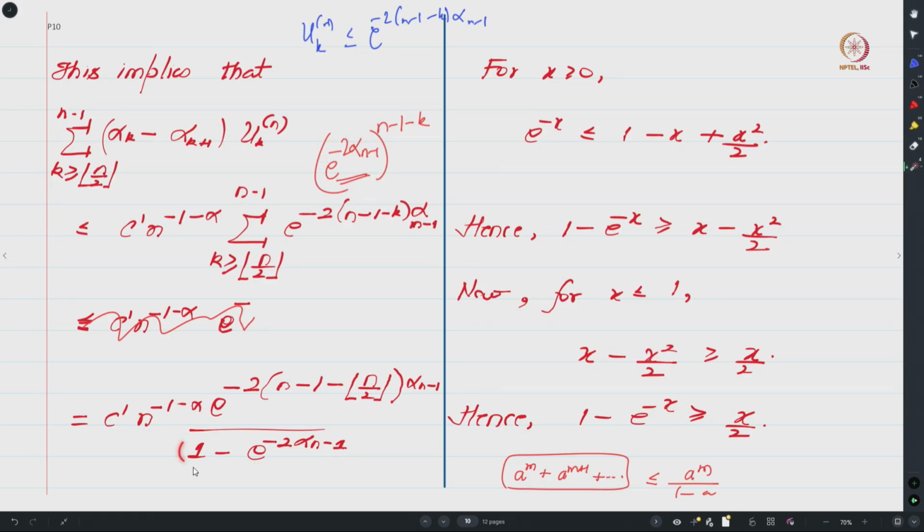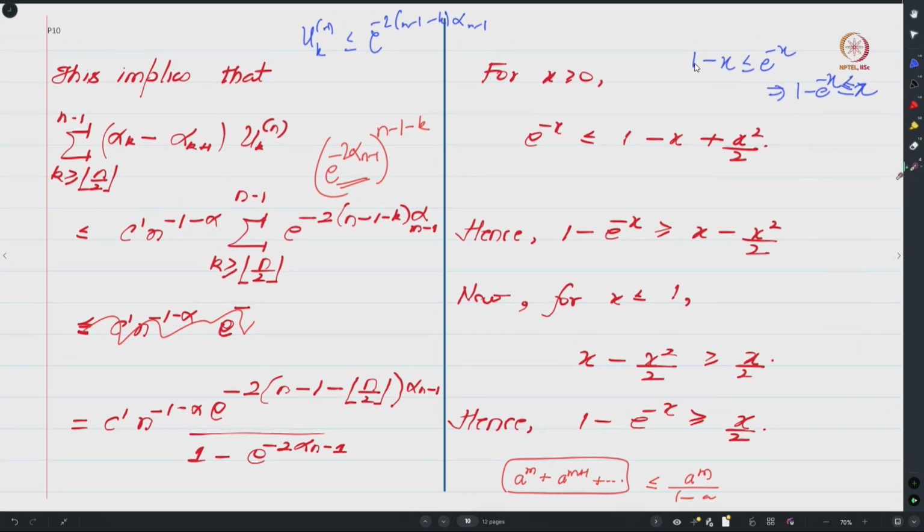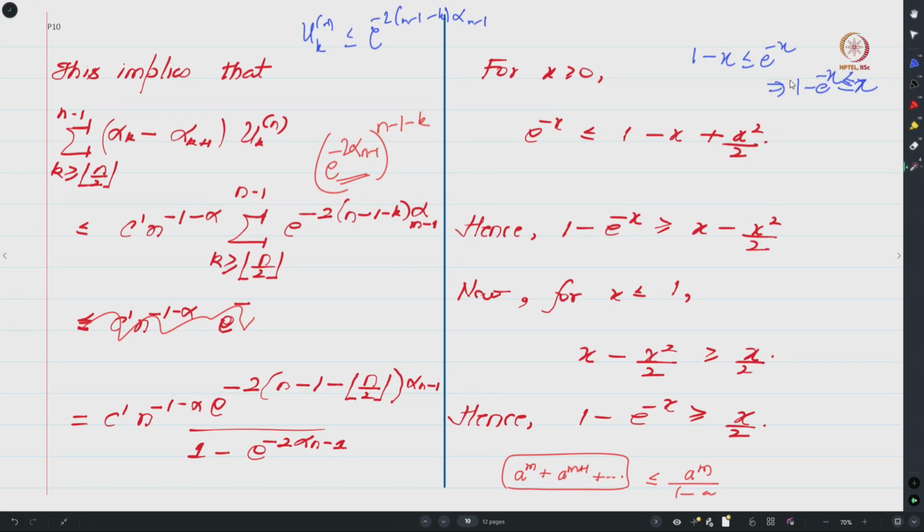So now I will try to get a lower bound for this expression so that I can get an upper bound for the whole expression. Towards that we know that 1 minus x is less than e raised to minus x. So this would imply that 1 minus e raised to minus x is less than or equal to x. This simple fact will only give an upper bound on 1 minus e raised to minus x. However, since this expression is in the denominator and we want an upper bound for the whole expression, it is preferable that we get a lower bound for the term in the denominator.